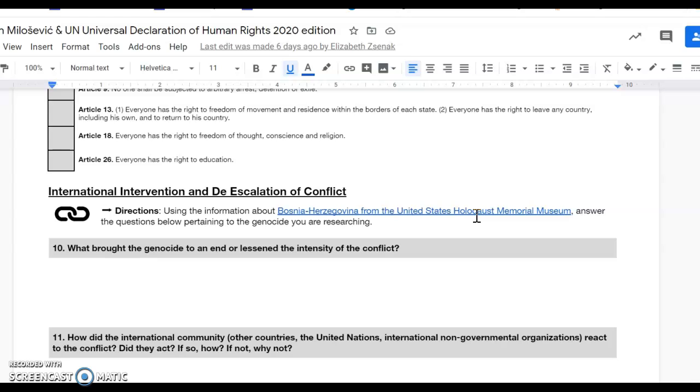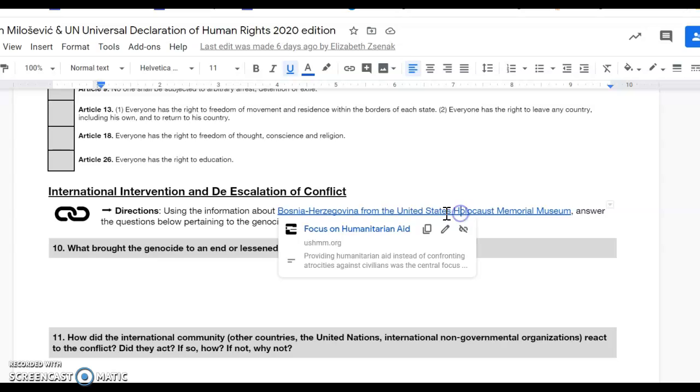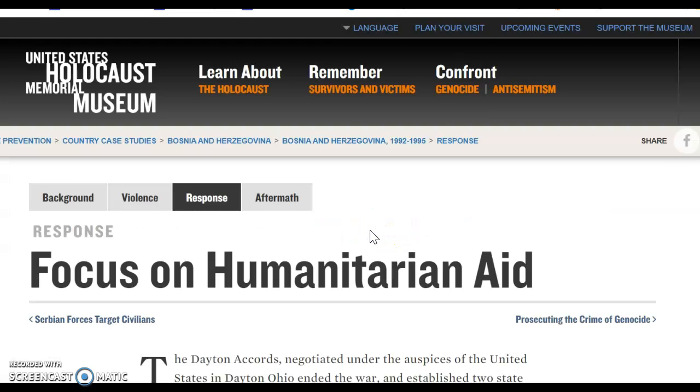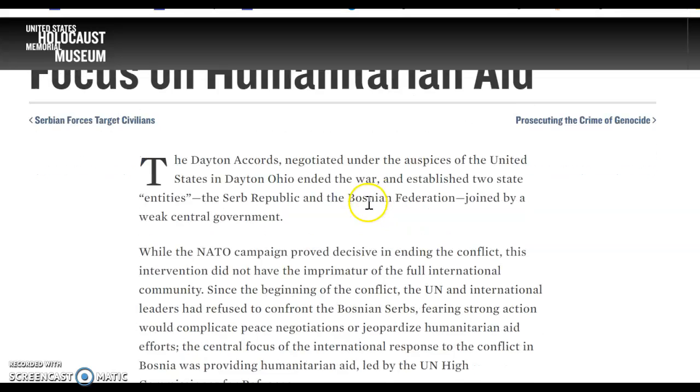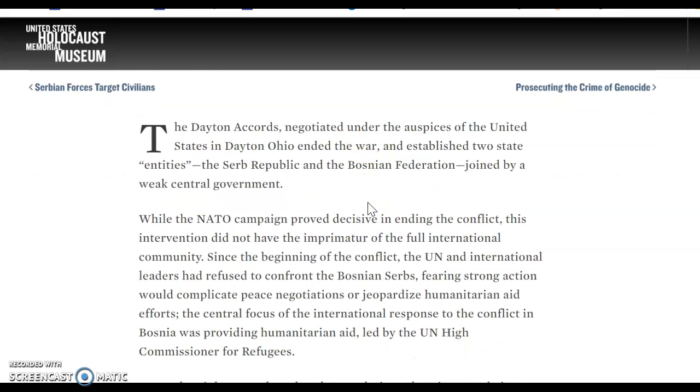Question 10. What brought the genocide to an end or lessened the intensity of the conflict? We click on this. The answer for this one is in the first two paragraphs here.